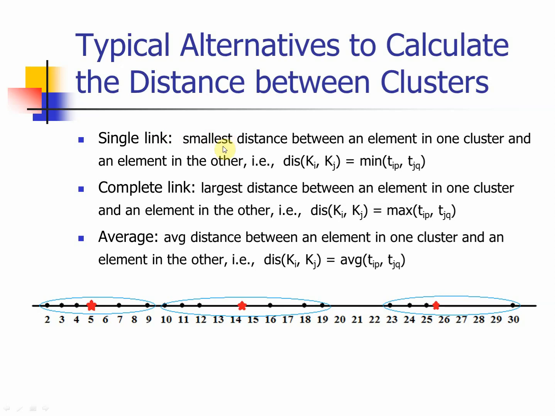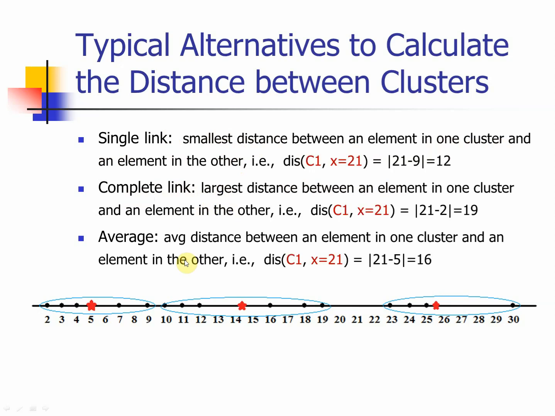So single link, again, is the smallest distance between an element in one cluster and an element in the other. Complete link means the largest distance between an element in one cluster and an element in the other. Average is what we have been using so far.